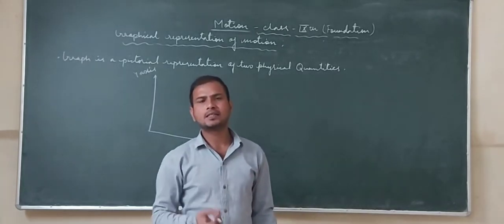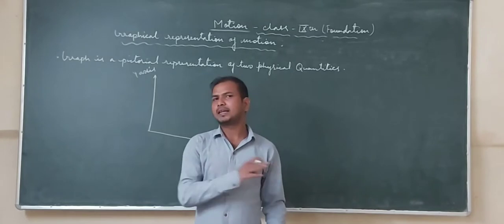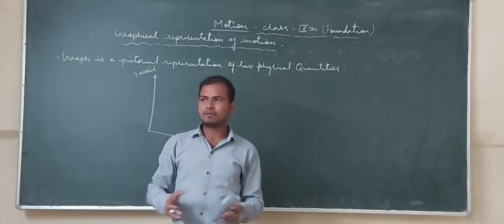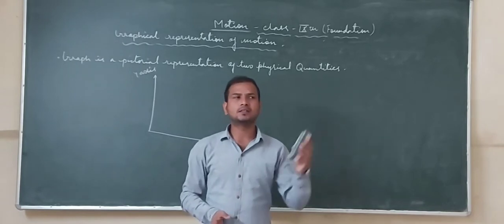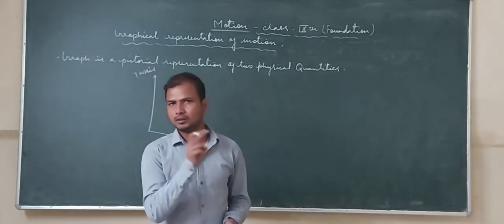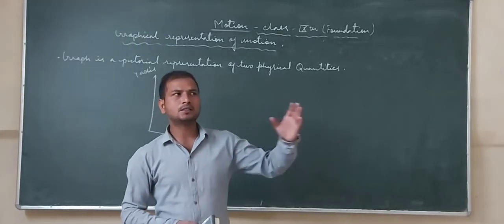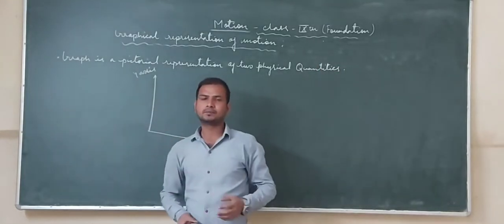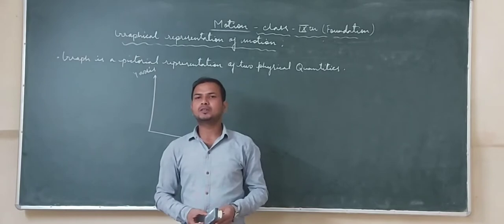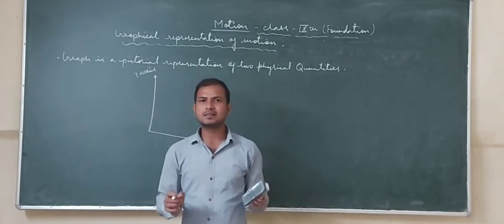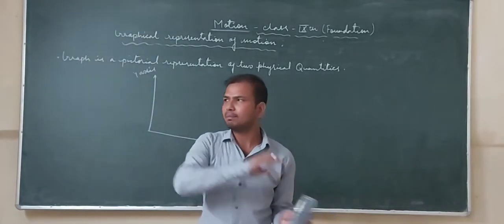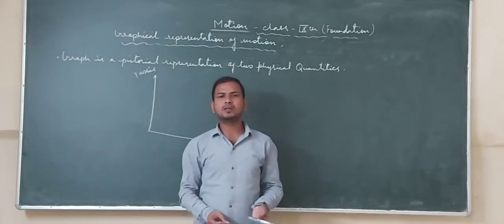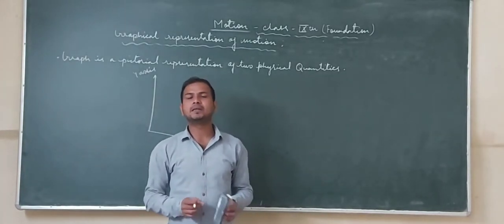It should be in seconds or in minutes. So you will get two different quantities, distance and time, or when we talk about displacement, displacement and time. So here we have two different quantities. When we talk about distance, distance is a dependent quantity because it depends upon time. And time is an independent quantity.